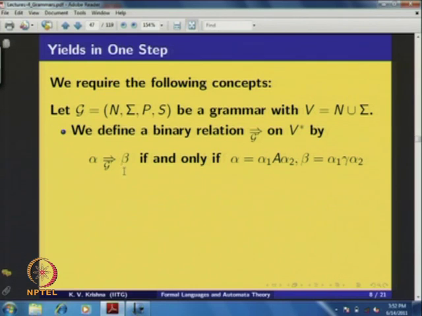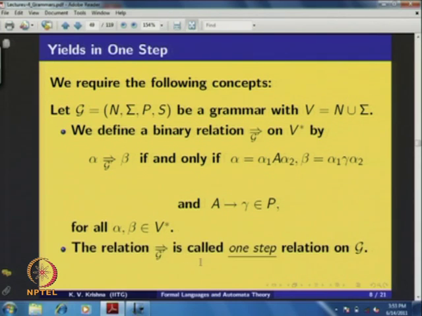Alpha is related to beta using this relation if and only if alpha is of the form alpha 1 A alpha 2, and beta is of the form alpha 1 gamma alpha 2. Here the relation between alpha and beta is that a non-terminal symbol A is replaced by gamma. That means, if it is replaced by a production rule, then we say they are related. So, A gives gamma is a production rule in this grammar, for all alpha, beta in V star.